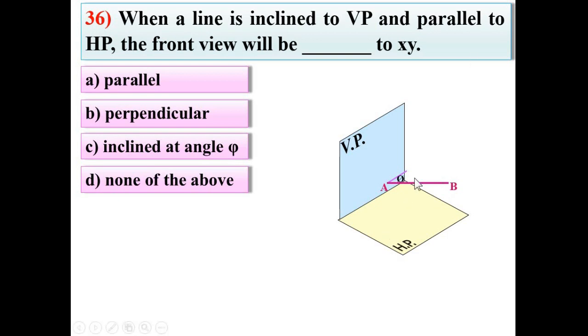And the inclination with VP is what? Phi. So first, if I want to draw the top view, then the top view is like that of line AB. I can give the name as AB. Now if I want to see the front view, then the front view is always projected on the VP. So the front view is like that. Now you are able to give the answer. The front view will be parallel to the XY line. So A is the correct answer.